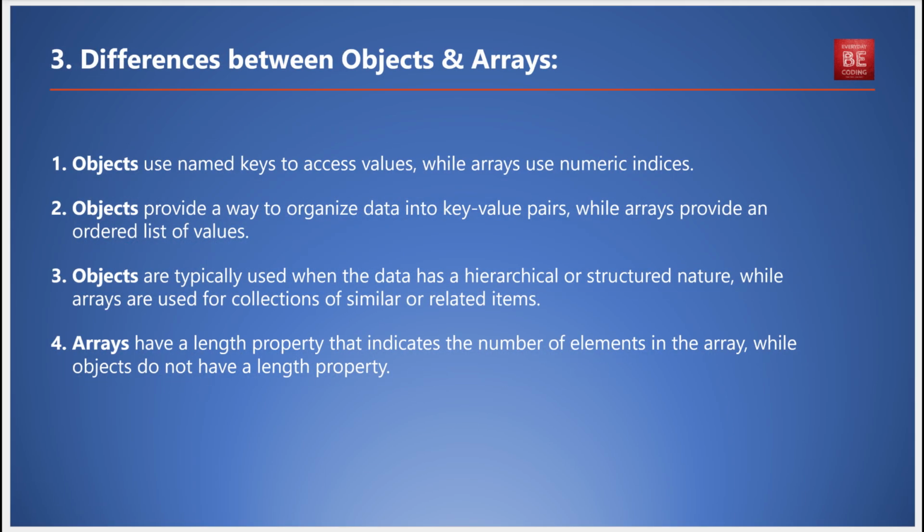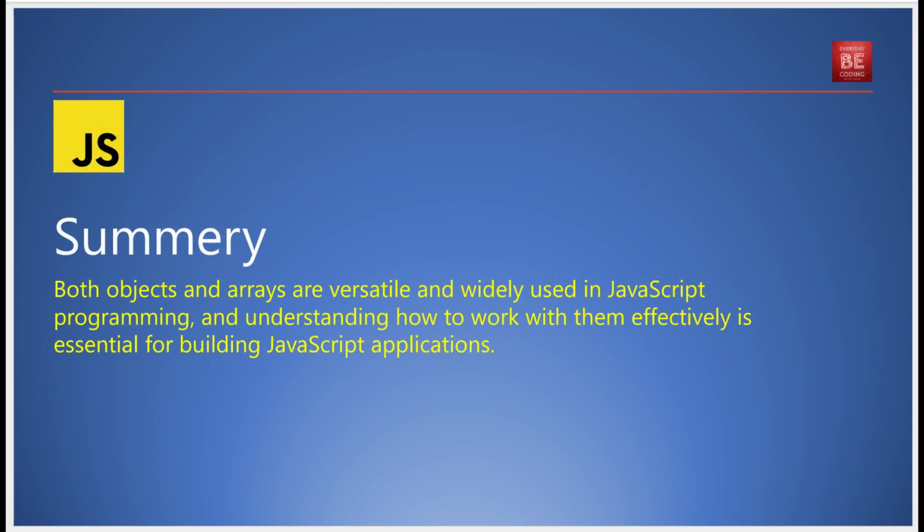So, how do objects and arrays differ? While objects use named keys to access values, arrays use numeric indices. Objects are perfect for structured hierarchical data, while arrays are ideal for collections of similar items. An interesting difference is that arrays have a length property which indicates the number of elements in the array, while objects lack this property. In essence, objects and arrays are the building blocks of JavaScript.